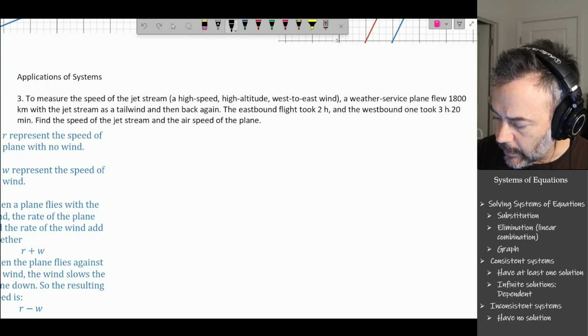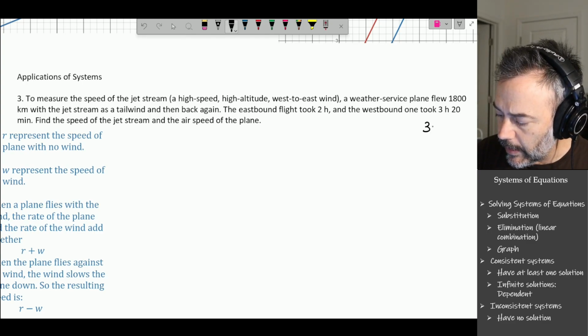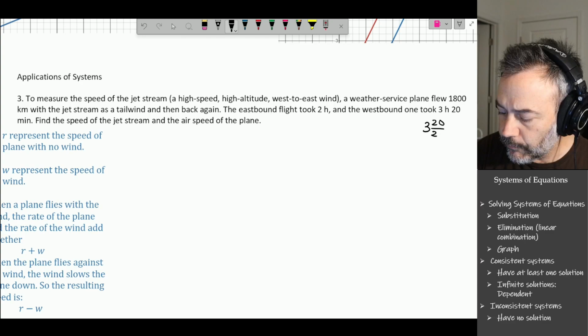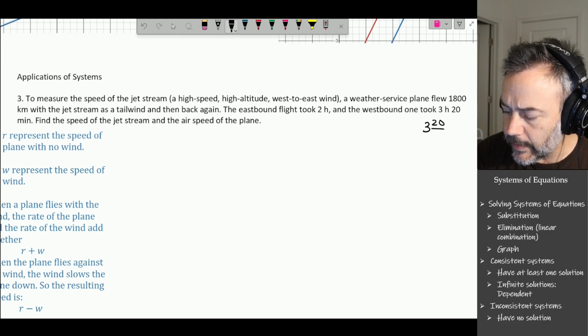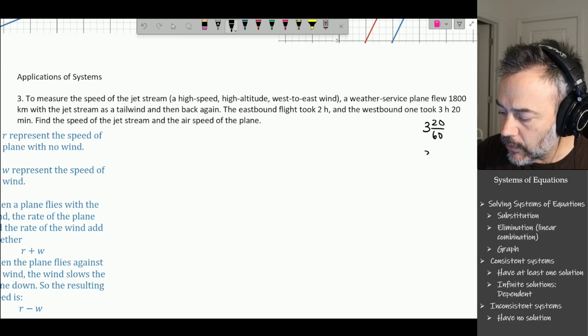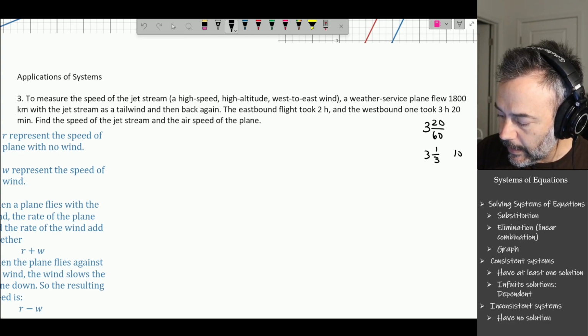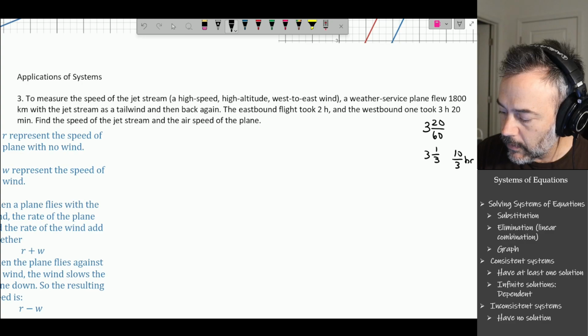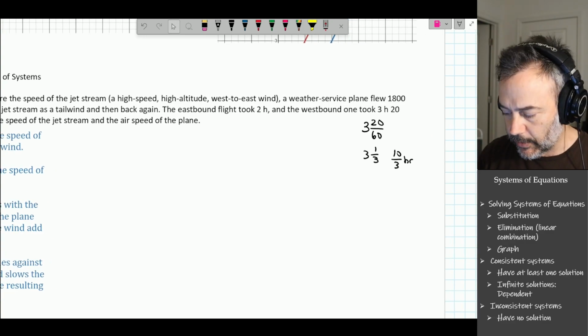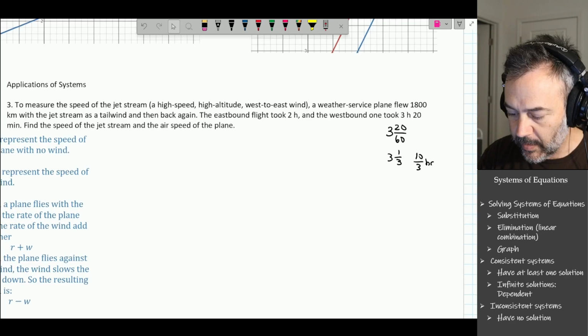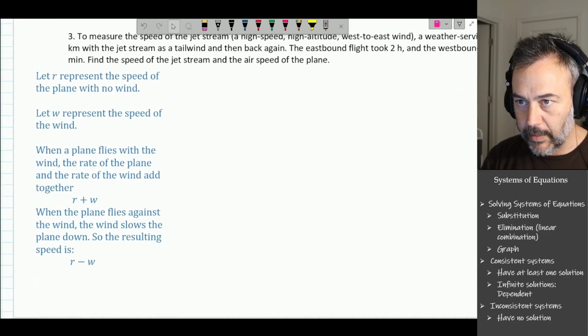Okay, so first thing is we want everything in hours. 3 hours and 20 minutes is 3 hours and 20 sixtieths. So 3 and 1/3 hours, or 10 thirds hours. So if we just get it into one fraction, that would be that amount of time. And here's my little helper thing.